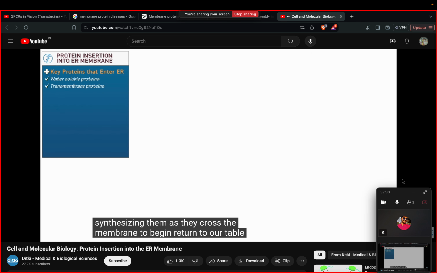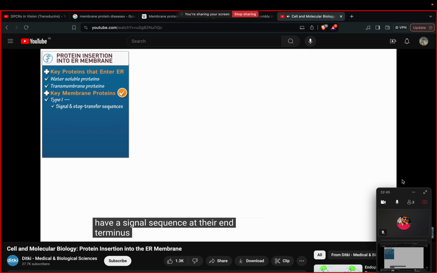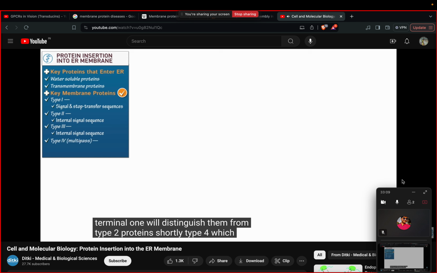To begin, return to our table to learn the different types of membrane proteins. Denote that they include the following: type 1 membrane proteins, which have a signal sequence at their N-terminus and an internal stop transfer sequence. Type 2 membrane proteins, which have an internal signal sequence instead of a terminal one. Type 3, which also have an internal signal sequence instead of a terminal one. We'll distinguish them from type 2 proteins shortly. Type 4, which are multipass membrane proteins that have multiple hydrophobic regions embedded in the bilayer. We'll focus on a 2-pass protein, which has an internal signal sequence and a stop transfer sequence. We'll illustrate how each of these proteins inserts into the membrane.